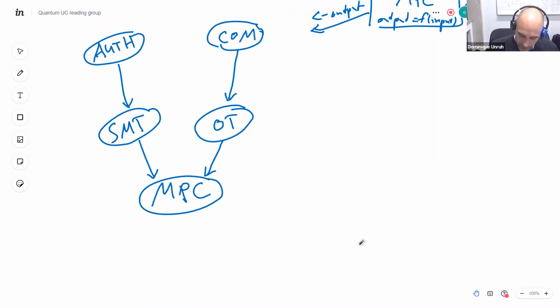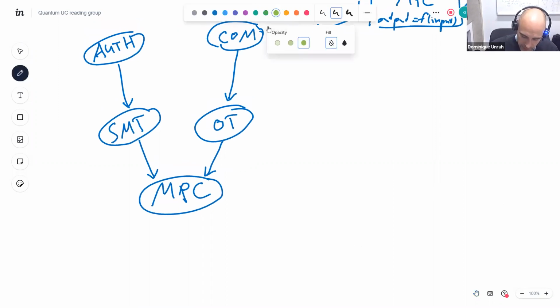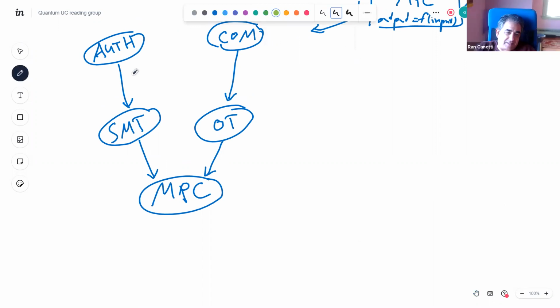Okay, so first, as a look ahead, what are the ingredients? Yeah. So for this one, we will use quantum key distribution.